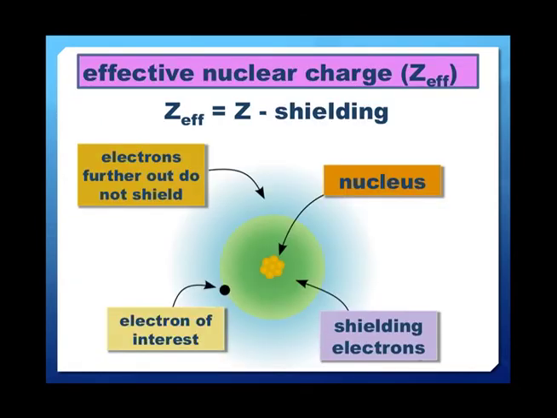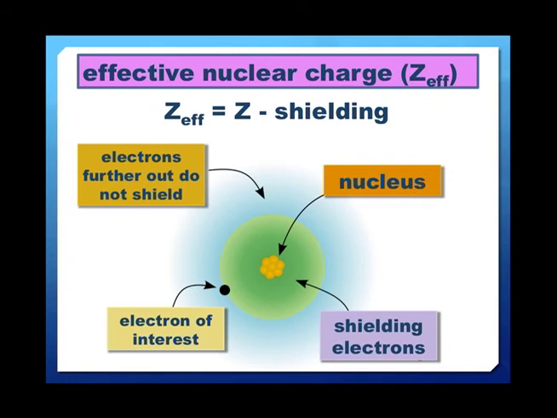Any electron in an atom will experience a particular effective nuclear charge, symbolized with a Z effective. This is the pull exerted by the nucleus on a particular electron of interest. The inner or core electrons shield the valence electrons from the pull of the nucleus, so Z effective will be Z, or the number of protons, minus the shielding or core electrons. So it's as though each core electron cancels out one proton to tell us the effective charge that is attracting the valence electrons to the nucleus.